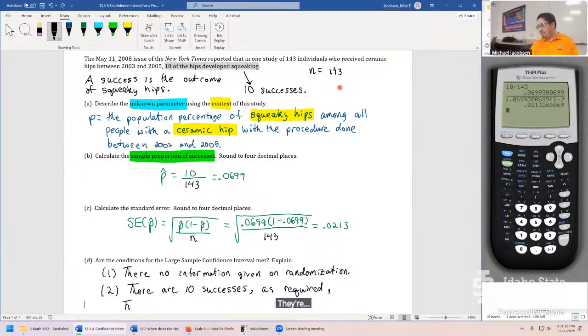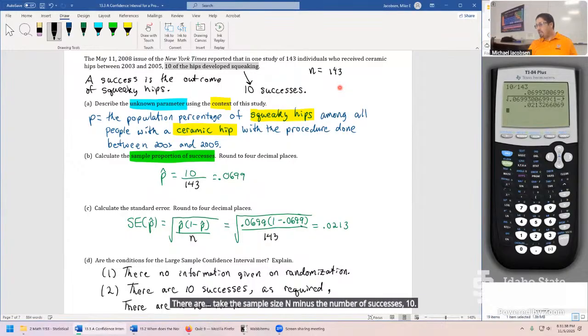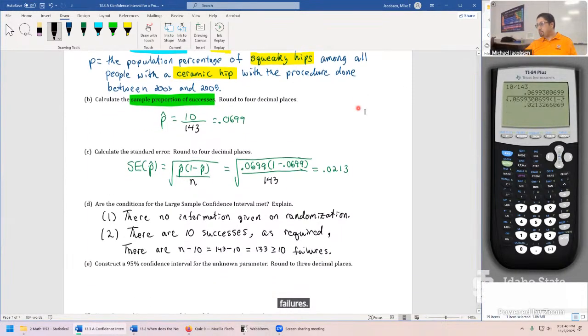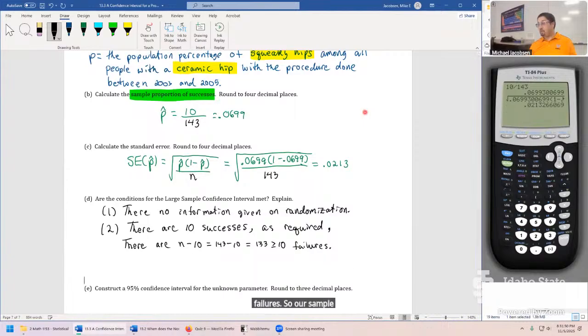My penmanship is kind of disintegrating. Let me try again. Take the sample size n minus the number of successes, 10: 143 minus 10, 133, which is definitely greater than or equal to 10 failures. So our sample size is barely large enough, but it qualifies. This is a pass. The sample size is large enough.